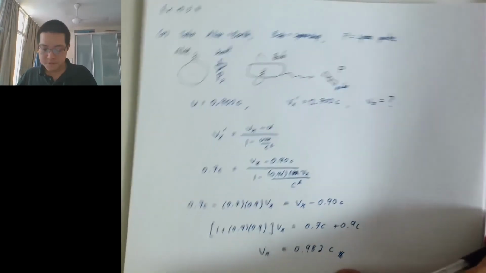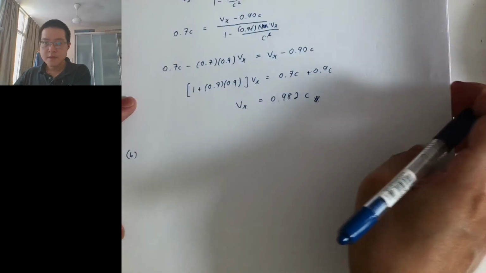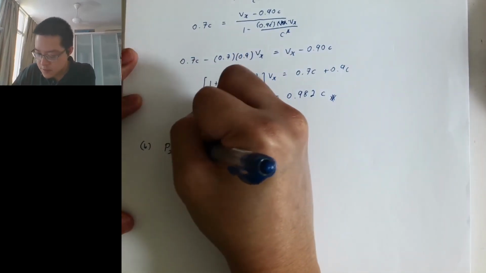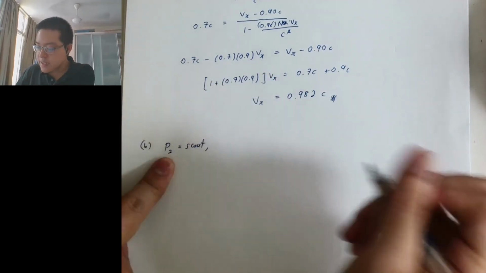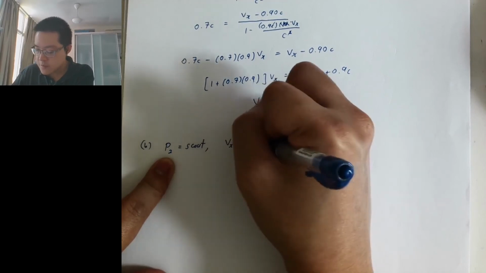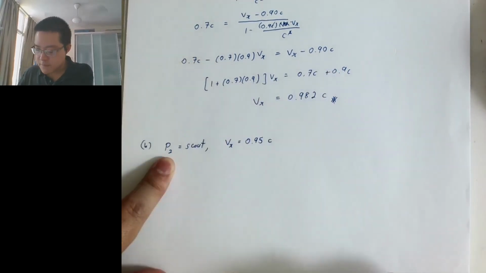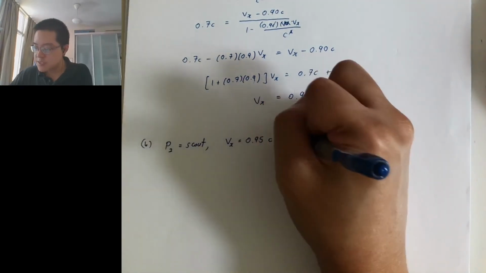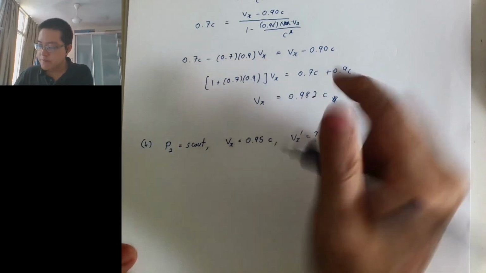Then another point is the scout. So the velocity of this P2 point, this scout ship, is measured by Alice to be 0.95c. What we want to find out is the velocity relative to the spaceship. So we just need to know what is Vx prime using this formula.